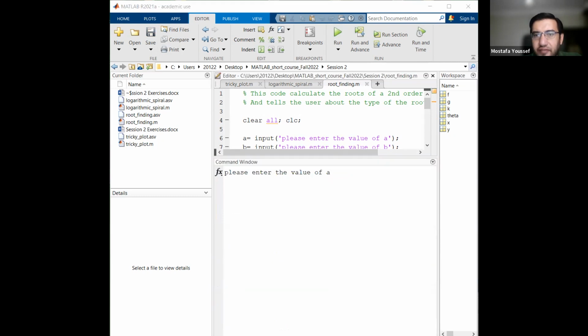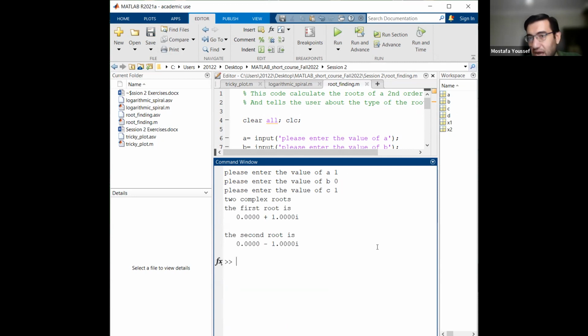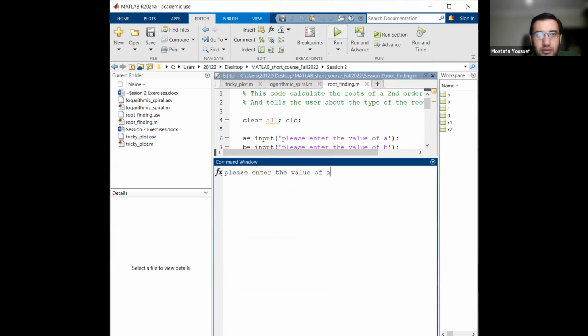In the first case, the value of A is 1. Or you can recognize this. The value of B is 0 because there is no X term. And then the value of C is just 1. As you see, the first root is plus I and the second root is minus I as expected. These are complex roots.